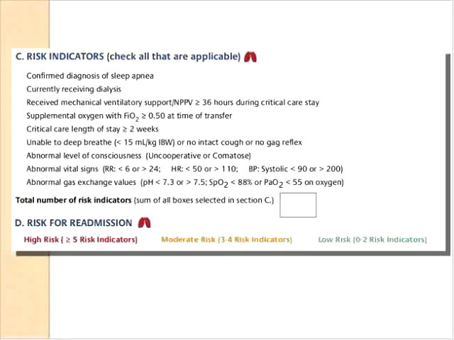What we thought might happen is that people would check these boxes, and they would come up with 3. They would write a 3 here, and then they would look down below, and this is a moderate risk of returning, 3 to 4. If you've got 4, it's getting a little more scary. If you've got 5, you're probably going to come back. Although we have not tested this, it's only a suggestion.